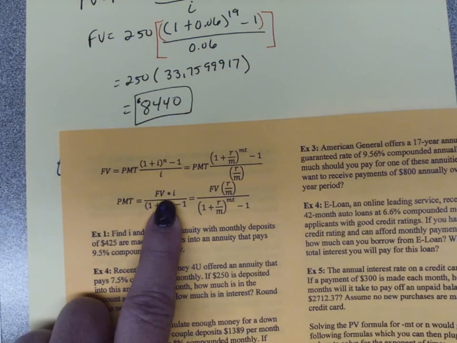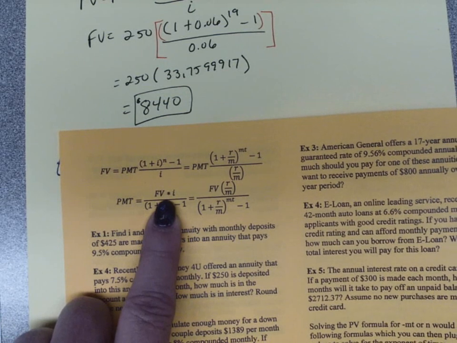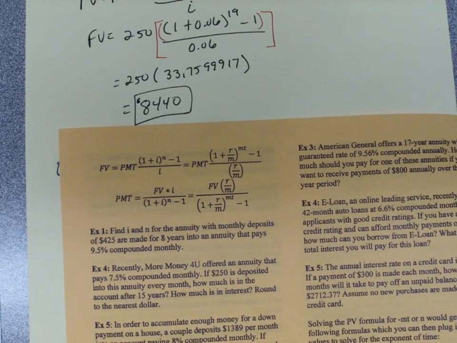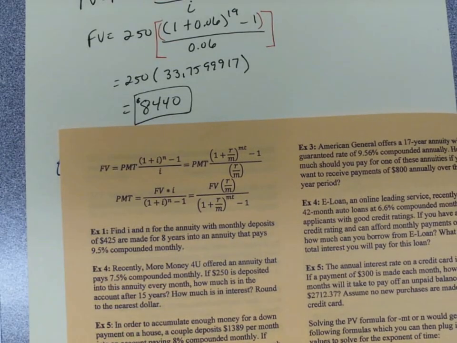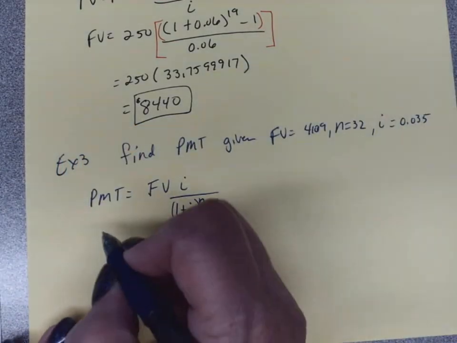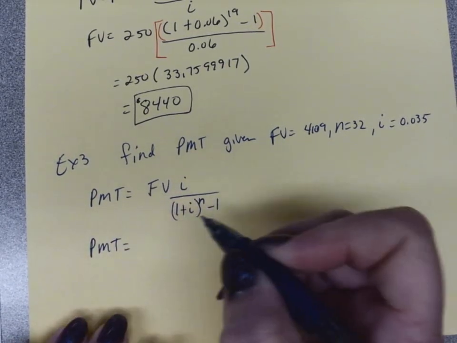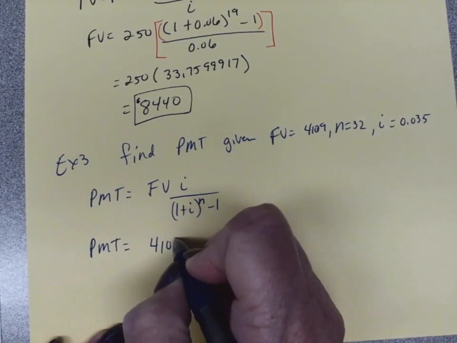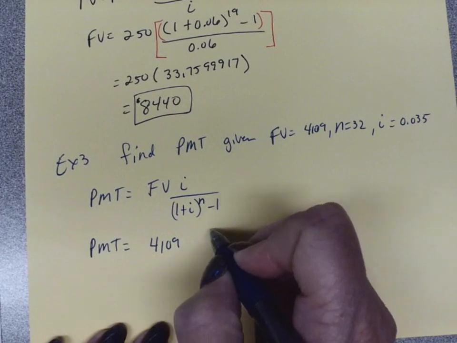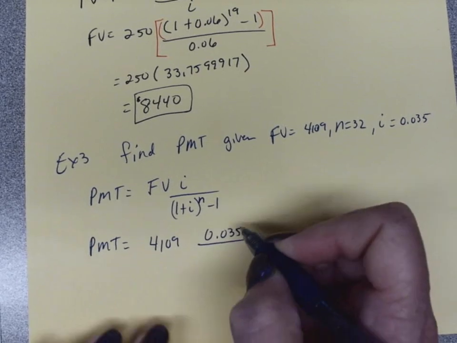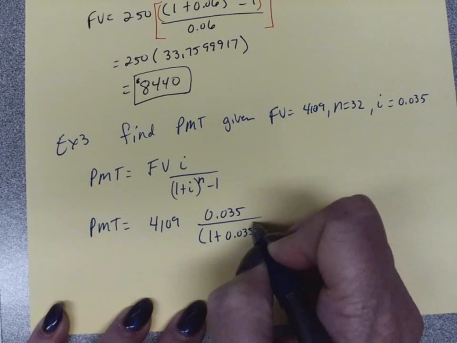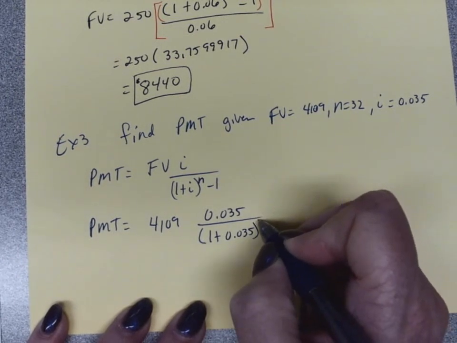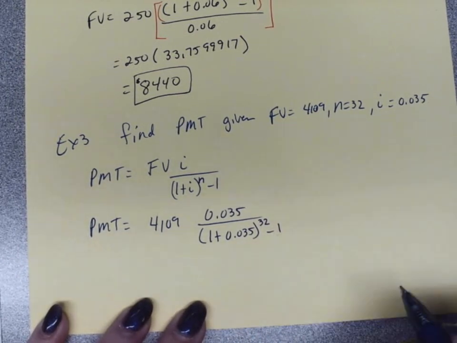Now the future value is at the top, but you can also just multiply it off to the side because sometimes it gets a little bit easier, again, to do that first. All right, so our payment is going to be 4109, and then at the top, we're going to have 0.035 divided by 1 plus 0.035 raised to the n of 32 minus 1.